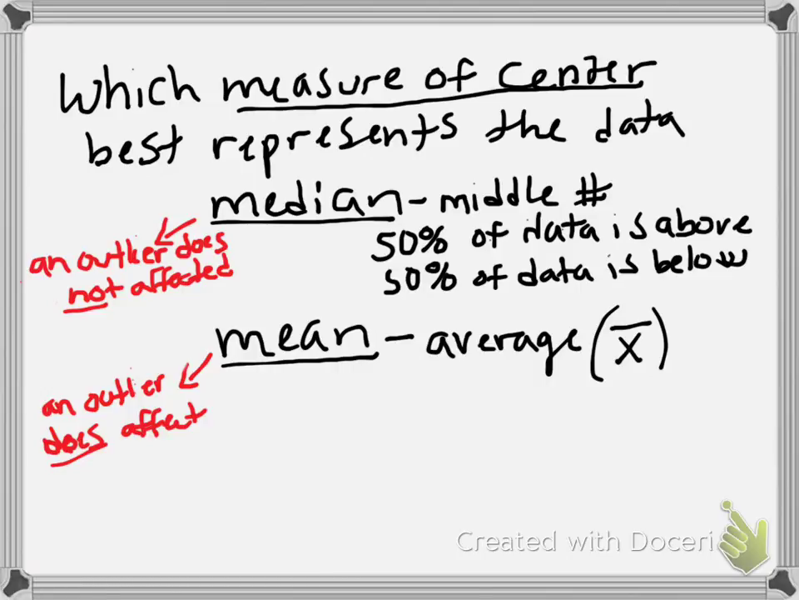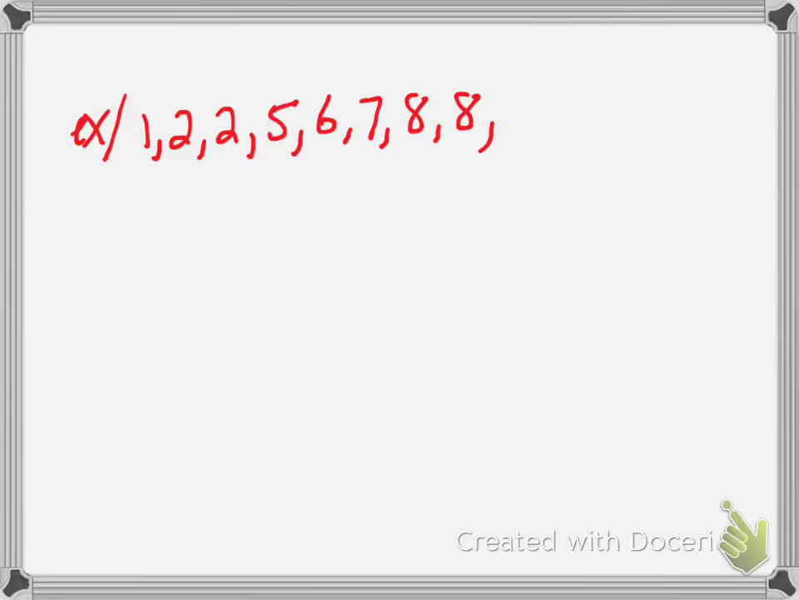So, if you need anything from the screen, go ahead and get it. I'm going to clear it off real quick, and I'm just going to make up a data set. Let's say I have a data set. It has a 1, a 2, a 2, a 5, a 6, a 7, an 8, an 8, a 9, a 10, and let's say it has a 58. So hopefully you would look at that and see, obviously 58 is an outlier.